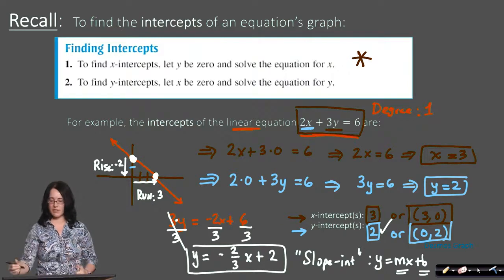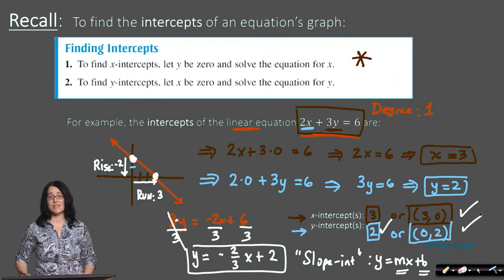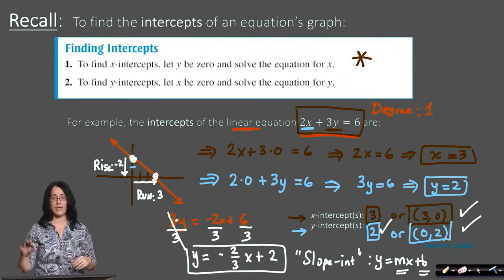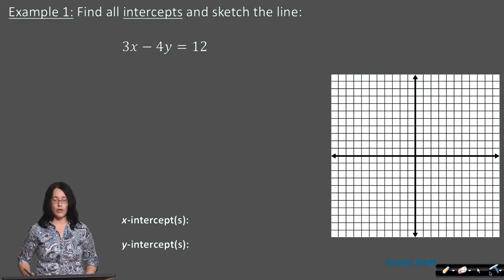The intercept method, just getting these 2 points and connecting the dots, is the easiest way to sketch a line if it's in this form. We call the general form here, where we have ax plus by equals some constant. Very nice way to get a graph of a line. So let's have you practice finding intercepts on the next slide. It says find all intercepts and then sketch the line. So again, I recommend strongly that you pause the video, try it yourself, and then see how you did.